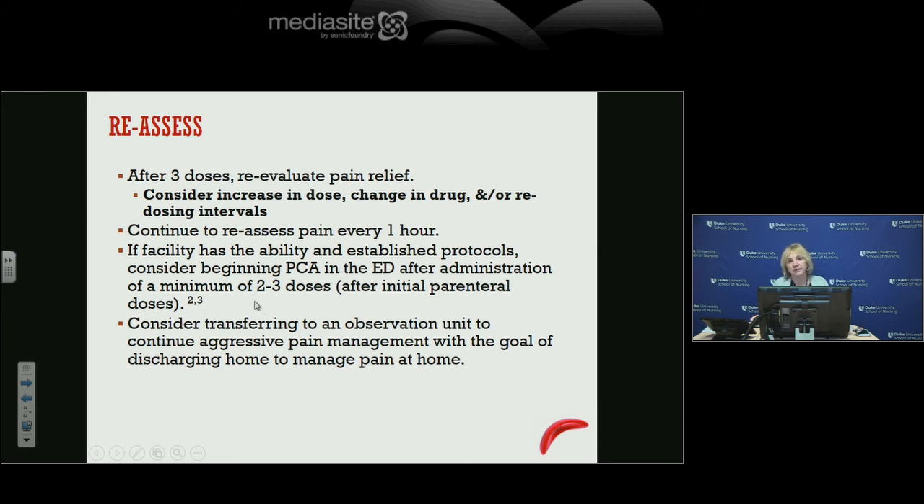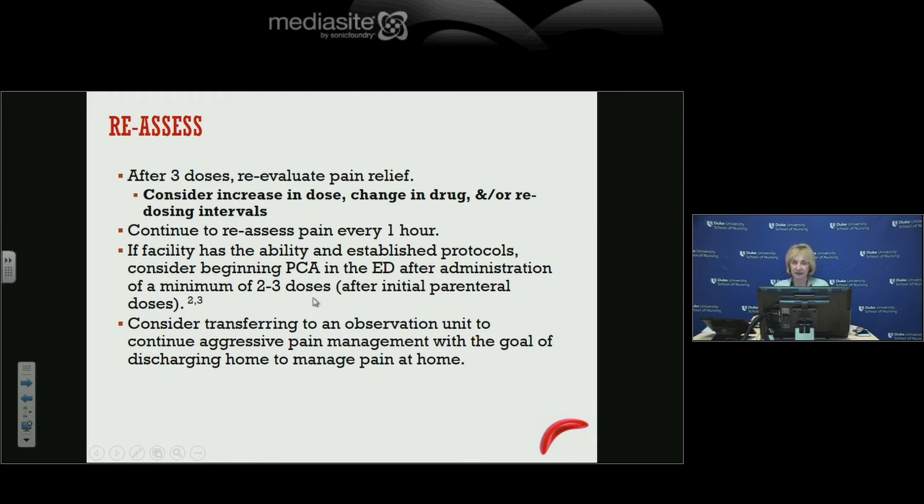If the ED uses PCAs, you probably want to be able to start a PCA after the 2nd or 3rd dose and make sure the patient knows how to use it, and make sure that you're still reassessing that patient, because even if they're on a PCA, the dose may need to be adjusted. You can't just put someone on a PCA, assume the dose is right, leave them alone for 3 hours, come back later and say, how's it going?